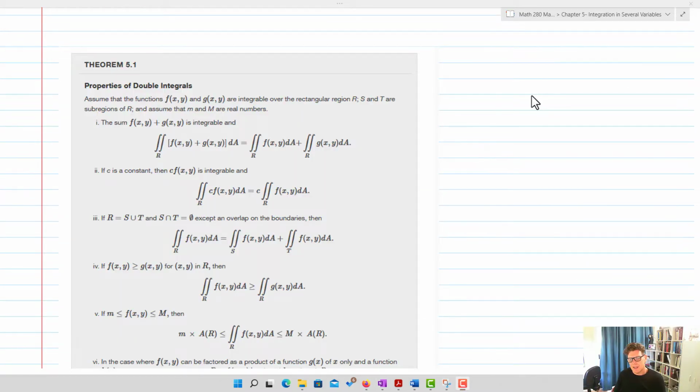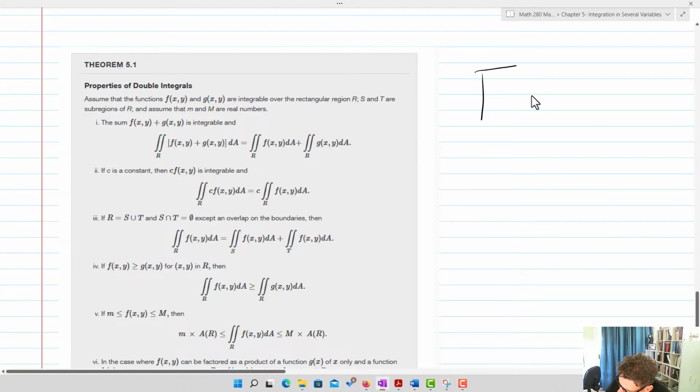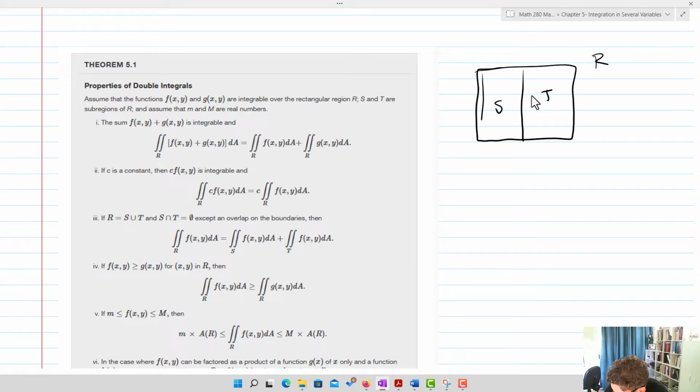So what this is going to allow us to do, that theoretical thing, is to think about the properties of these integrals. We're going to assume that the functions f of xy and g of xy are integrable over a rectangular region. Call it R, and S and T are subregions of R. Subregions meaning if this is all of R, here's R, this might be S, this might be T. They're parts of it. That's what we mean by subregions.